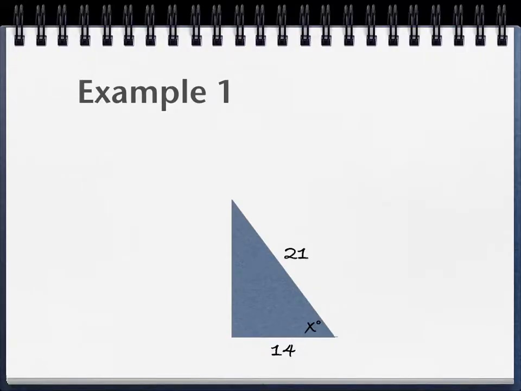So let's go ahead and do this example. You'll notice that you've got two side lengths given to you here and we're being asked to find this angle. The first thing I would do is label the side lengths in terms of the angle, meaning which pieces of the triangle do I have? Well, this 14 is right next to the angle that I'm looking for, so that would be my adjacent side. And the 21 is across from the 90, which makes it the hypotenuse. Okay, so I've got my A and my H.